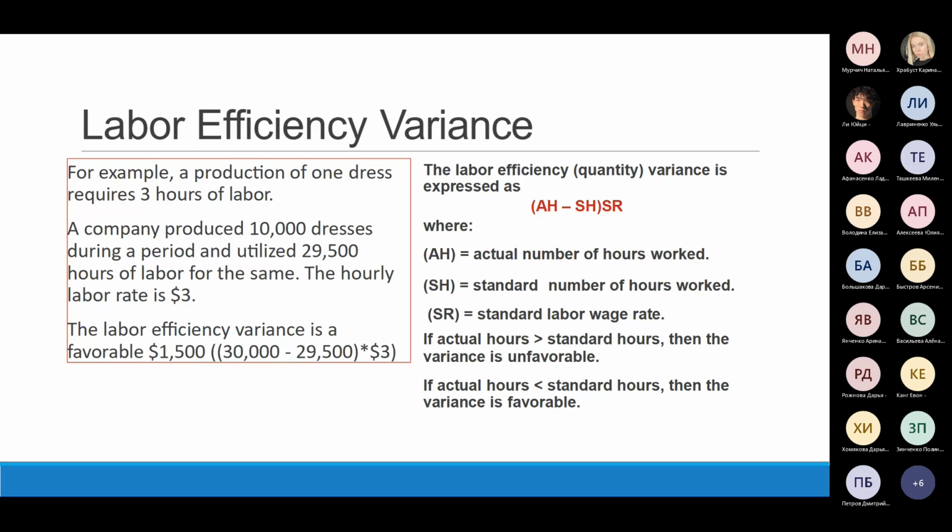How to calculate the labor efficiency variance? We have to take the actual number of hours worked and the standard number of hours worked and multiply the difference by the standard labor wage rate. Let's see the example at the left side of the screen. A production of one dress requires 3 hours of labor. A company produced 10,000 dresses and utilized 29,500 hours of labor for the same. The hourly labor rate is 3. So we can calculate the labor efficiency variance as a favorable variance, which is equal to 1,500. I think it's clear.